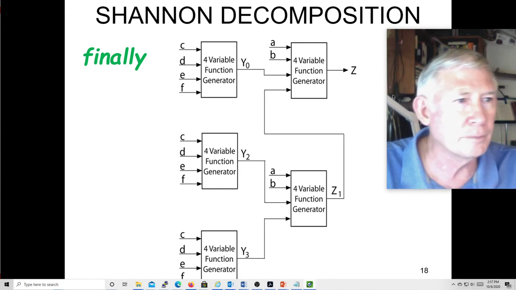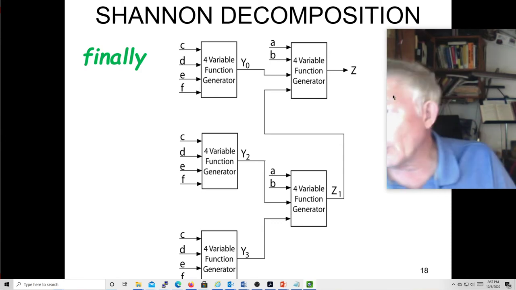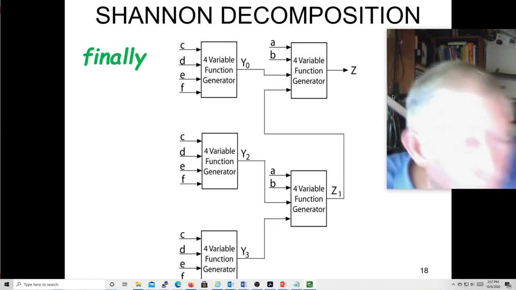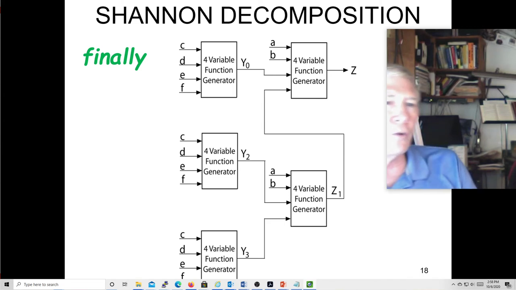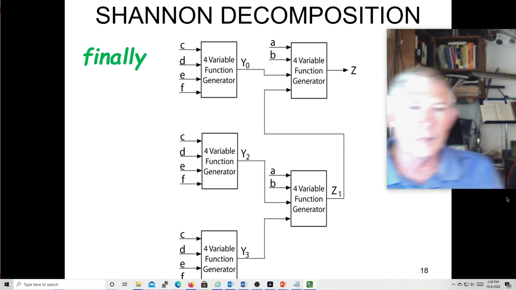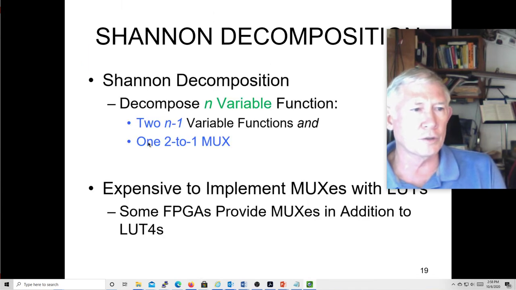Okay, so you can see, we can definitely decompose a six-variable function in such a way that we can use LUT4s to implement it. Now, on our FPGA, we have LUT6s, so we don't have a problem. And in fact, we can make a LUT7 if we need to. So we're in good shape.